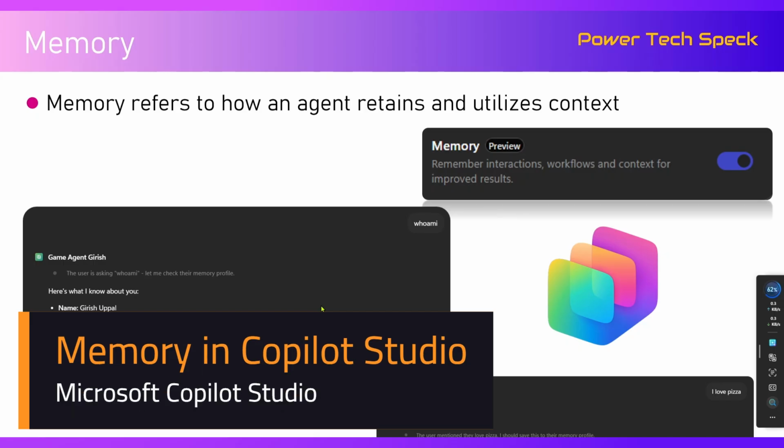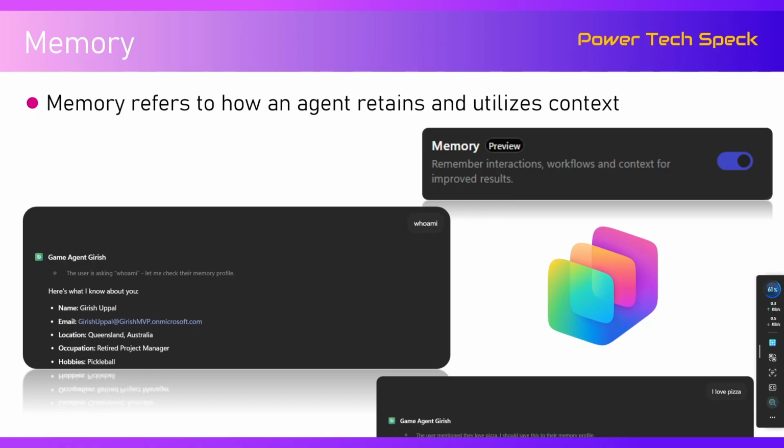In this video, let's look into the memory feature in Microsoft Copilot Studio. While building an agent in the new interface, you have an option to configure memory for your agent. The purpose of memory is basically to remember the interactions, the context, and the workflows for improving the results. Memory refers to how an agent utilizes and retains the context.